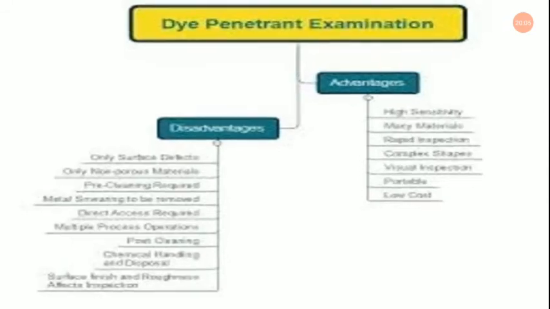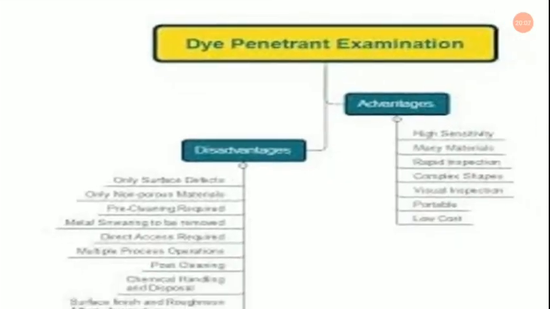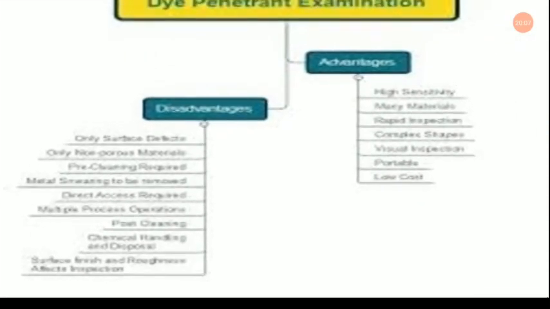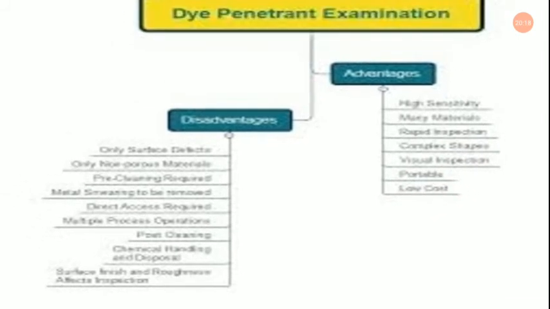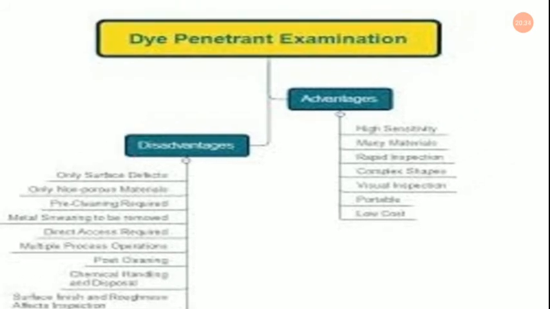In the dye penetration test we have some advantages as well as some disadvantages. High sensitivity, rapid inspection, portable, low cost, visual inspection. These are the advantages. Now the disadvantage is it can only detect surface defects. Pre-cleaning is required, metal scanning is required. You also have chemical handling and disposal. These are some of the disadvantages of the dye penetration test.